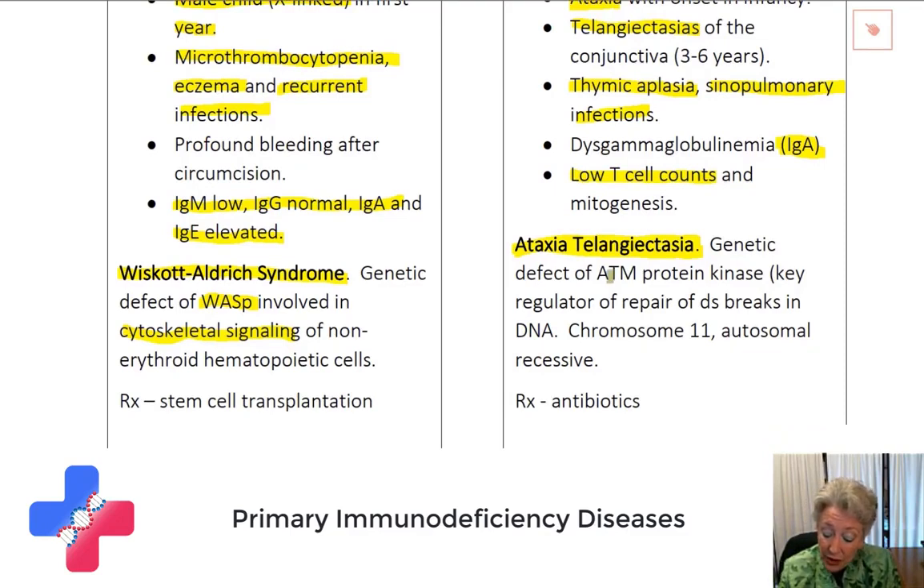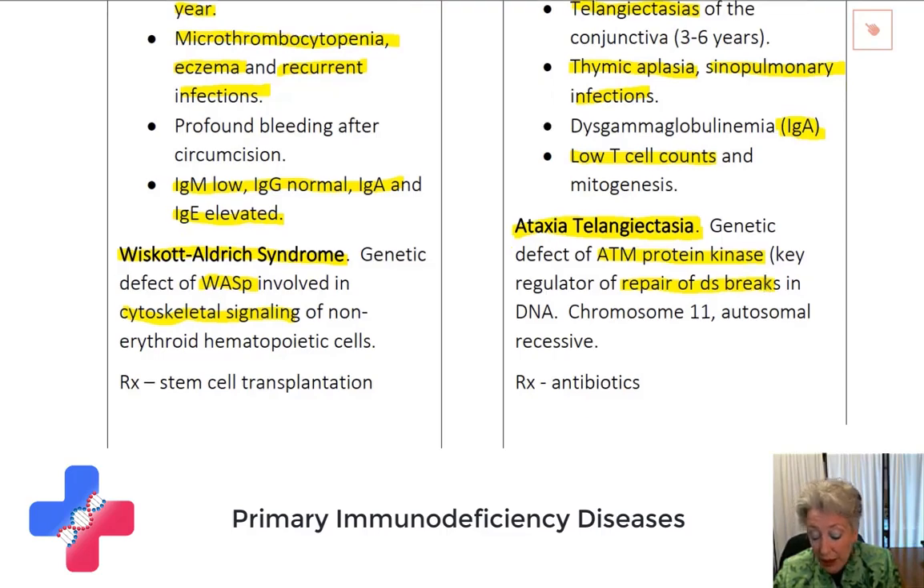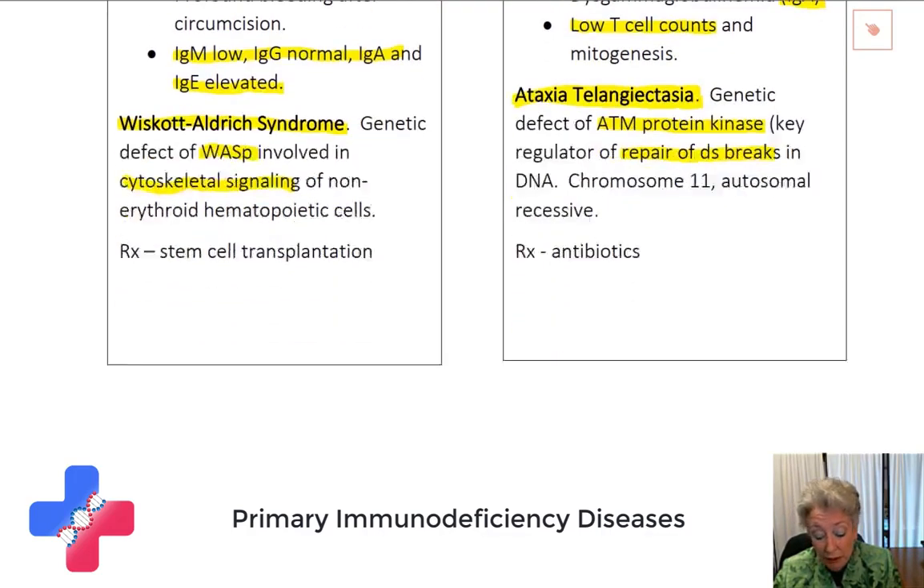And the problem is an ATM kinase, ataxia telangiectasia mutant protein kinase, which is a molecule involved in repairing double-stranded DNA breaks. Okay, it's inherited in an autosomal recessive condition, and we treat with antibiotics.